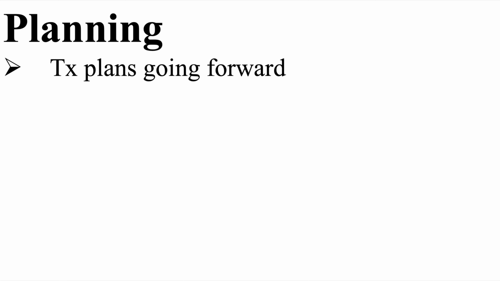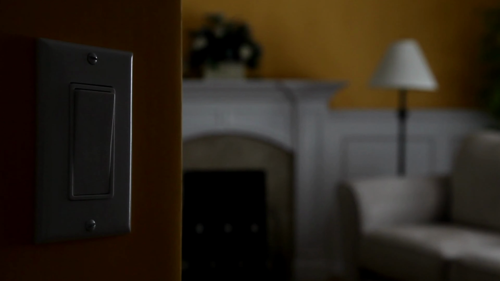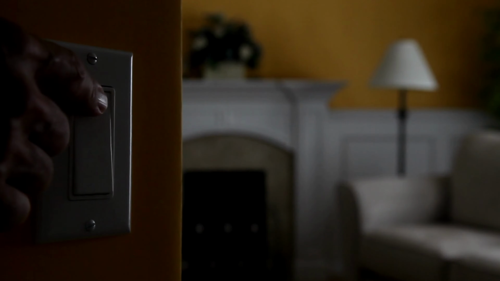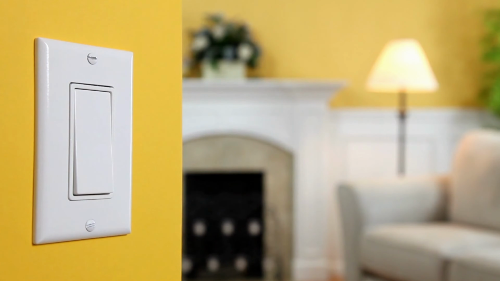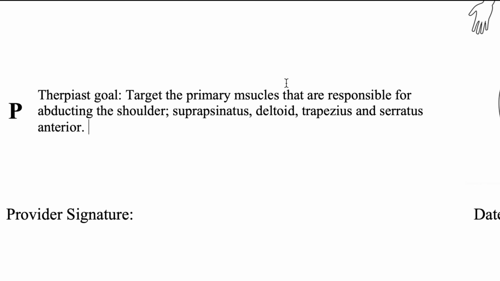Any plans going forward? In other words, what are the plans for the treatments going forward? What are the therapist's goals? Let's consider the client who had a stroke and now has right-sided weakness. The client's goal was to be able to lift their right arm high enough to turn on and off the light switch at their home. The therapist's goal may then be to target the primary muscles that are responsible for abducting the shoulder, such as the supraspinatus, deltoid, trapezius, and serratus anterior.